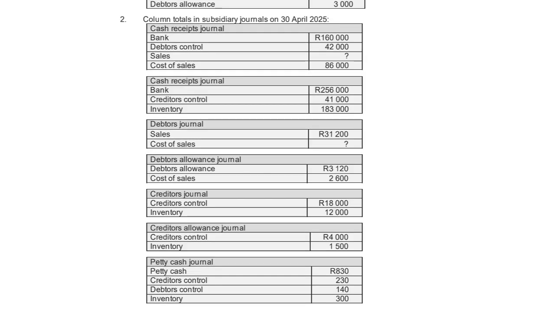There is also an error on your question paper. Under number 2, total columns and subsidiary journals. The first journal is your cash receipts journal, and the second journal is not your cash receipts journal. It is your cash payments journal. So please just cross out cash receipts journal and write cash payments journal.